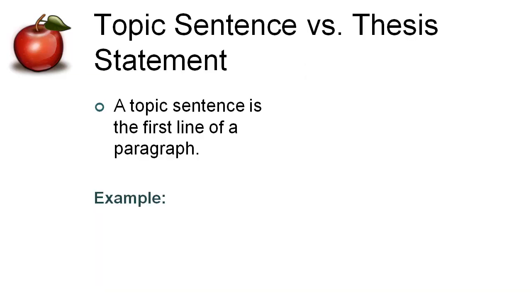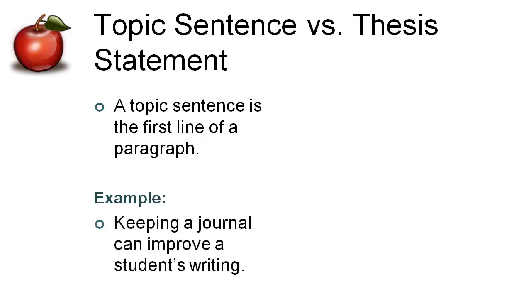So let's take a look at the difference between a topic sentence and a thesis sentence. Okay, so remember, a topic sentence is the first line of a paragraph. It is important because it sets up the main idea for the paragraph, meaning your first sentence should give the reader a hint of what that paragraph is going to talk about. So here's an example of a possible topic sentence.